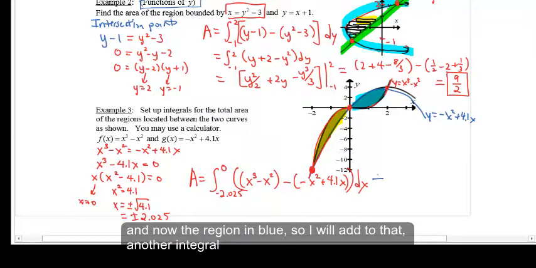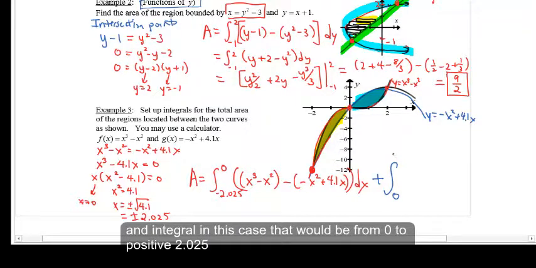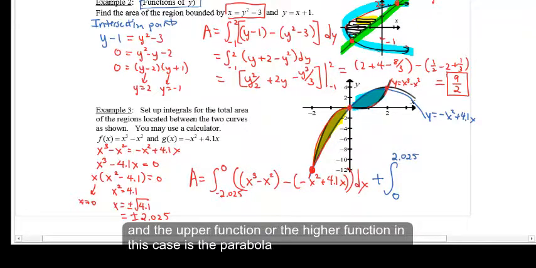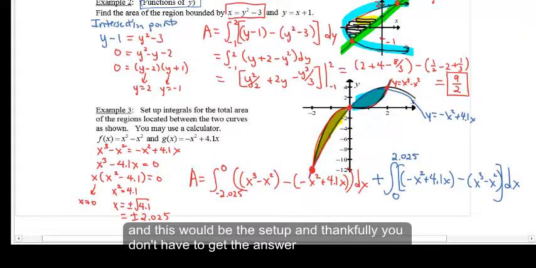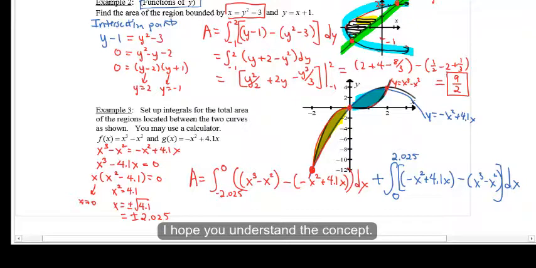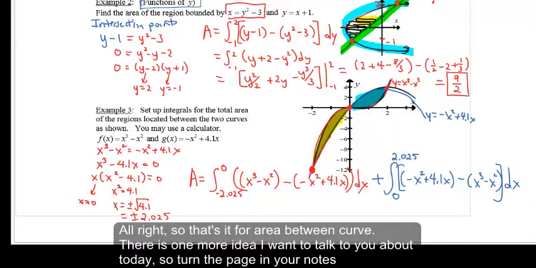And now the region in blue, so I'm going to add to that another integral, and the integral in this case would be from 0 to positive 2.025. And the upper function in this case is the parabola, so we'll start off with that. And then we'll take away the cubic function, x cubed minus x squared. And the whole thing, don't forget, has a dx. And this would be the setup. And thankfully, you don't have to get the answer, but I hope you understand the concept. Okay? All right. So that's it for area between the curves.